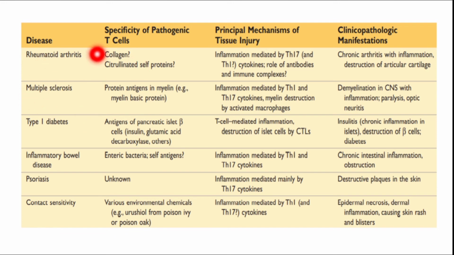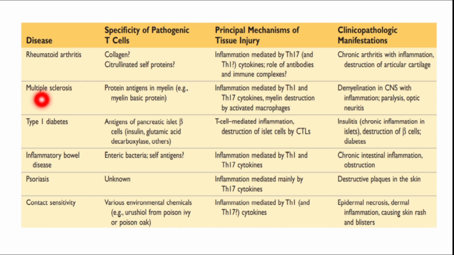See, these are other examples of type 4 hypersensitivity reaction. The first example is rheumatoid arthritis, in which the patient will have chronic arthritis with inflammation, and there will be destruction of articular cartilage, right? And the antigen could be collagen or citrullinated cell protein. It's an autoimmune disease.